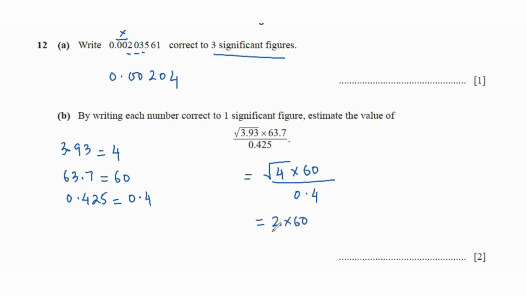times 60 over 0.4. That's 120 over 0.4. And that's going to give us 300. Because when we move the decimal over here, we add a 0 over here. So 1200 divided by 4 is 300.